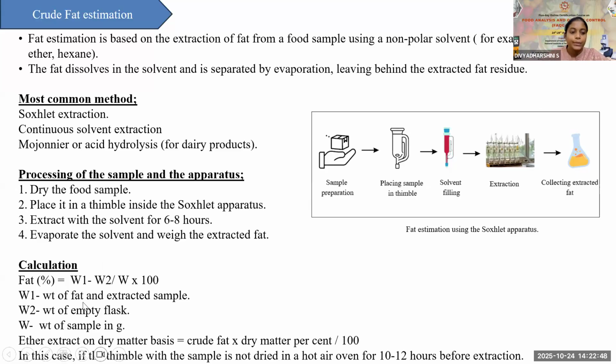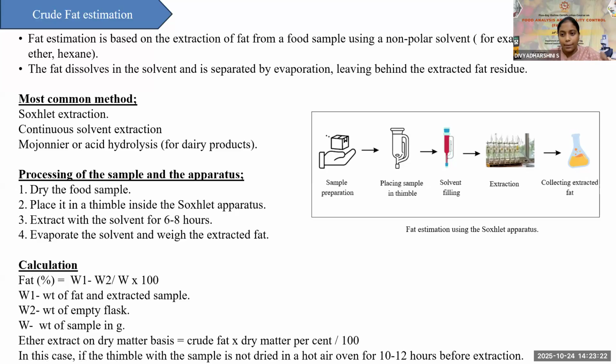The calculation is very simple. We calculate with three weights, as we did for moisture. W1 is the weight of the flask with the extracted fat, which we collect at the end. W2 is the weight of the empty flask before extraction. For all experiments, we weigh the empty flask before putting in the sample or before the extraction proceeds, so make a note of this. The weight of the empty flask, dish, or cuvette is very important, because only then can we know how much sample we have taken. Then W3 is the weight of the sample in grams.